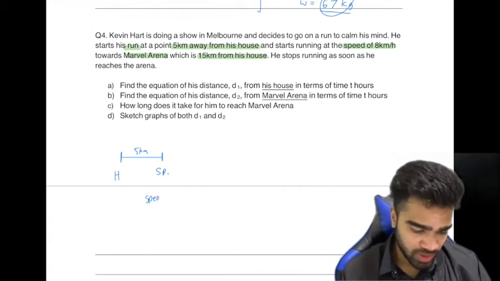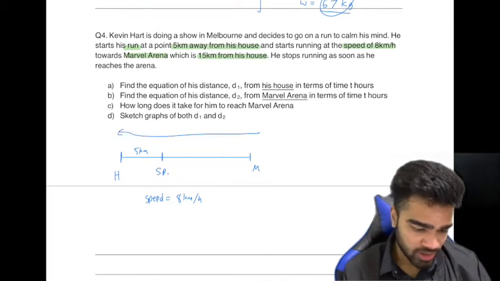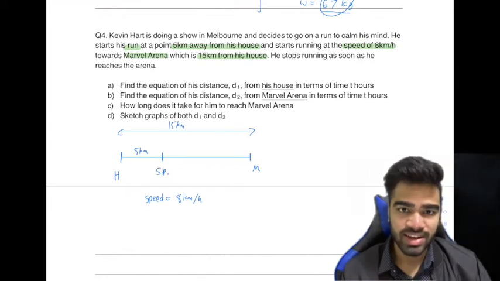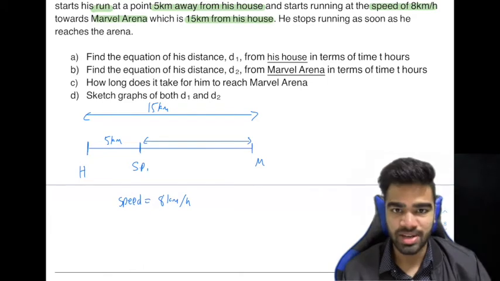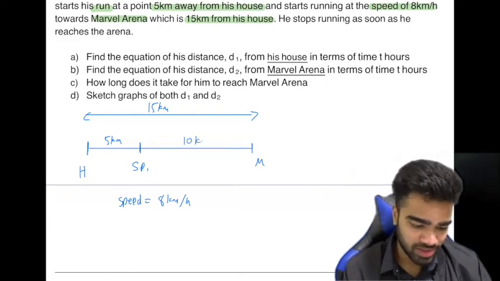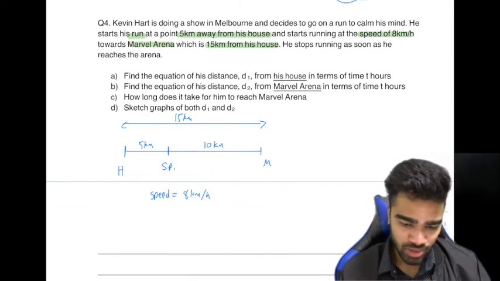So his speed, we'll write down here, is equal to 8 kilometers per hour. Towards Marvel Arena, which is 15 kilometers from his house. So I guess from here to here is Marvel Arena. So the M is for Marvel Arena, which is total 15 kilometers. Okay, so from his house, it's 15 kilometers. So then, guys, how far is it from his starting point? In other words, what's this distance? Well, it's 15 minus 5. It's 10 kilometers. So this part is 10 kilometers. Okay, sure.